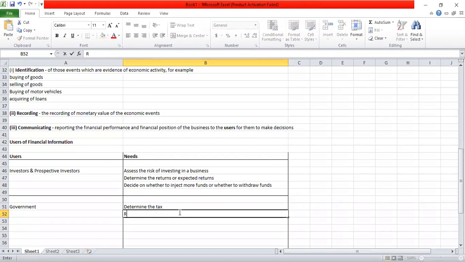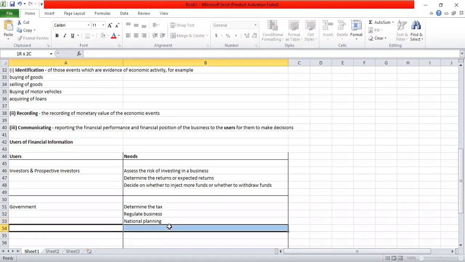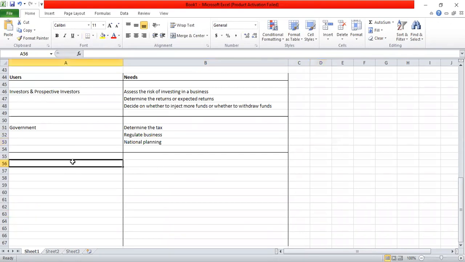Right? They need to regulate business. Tax is also part of regulation, but it's one of the main reasons for financial information. That's why I put it separately. So they would also need to regulate business, and also for national planning. They have statistics that they can compile from businesses, from what is happening in the businesses, so that they can be able to make decisions on how they can run the country. Right? We've got management.